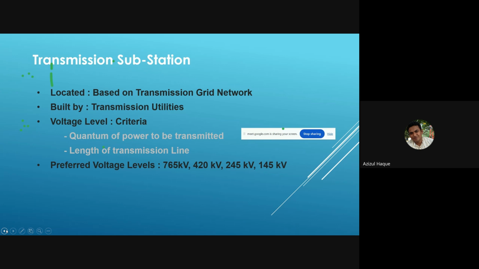A transmission substation is based on the transmission grid network, where it is located, the quantum of power to be transmitted, and the length of the transmission line. That is the main criteria. The preferred voltage levels are 765 kV, 420 kV, 245 kV, 145 kV. The smaller voltages are based on requirement only, but when we transfer power from the grid, mostly 765 kV transmission lines and 765 kV substations are preferred nowadays, because this saves energy.